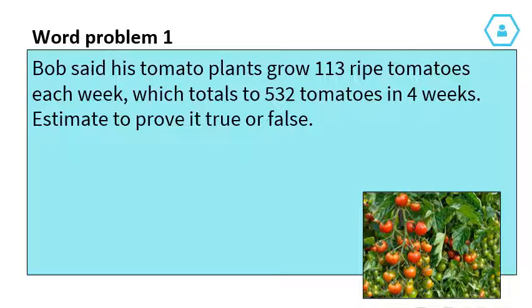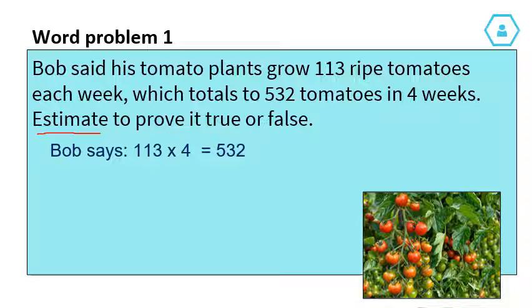All right, so let's start with a word problem example. Bob said his tomato plants grow 113 ripe tomatoes each week, which totals 532 tomatoes in 4 weeks. So what you need to do is estimate to prove it true or false. That's what this question is asking you. It's not asking you just to solve the problem straight away, it's asking you to do an estimate. So firstly, this is what Bob is saying. I'll put this into a number sentence.